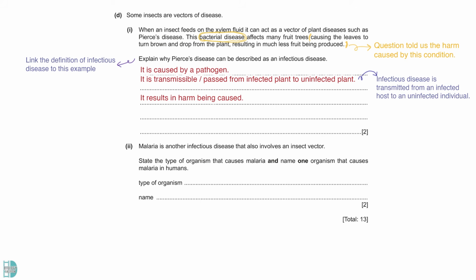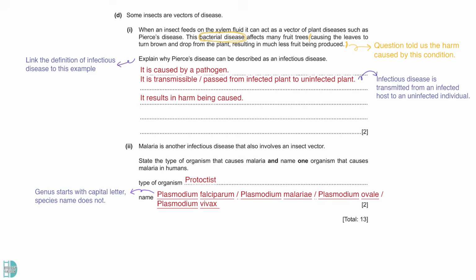Question 2 wants you to state the type of organism that causes malaria and name one of the organisms. Malaria is caused by a type of protoctist. Then, give any one of the four names. Take note that the genus name must start with a capital letter and the species name does not. And since you can't really isolate your handwriting to show that they are scientific names, you should underline those names.